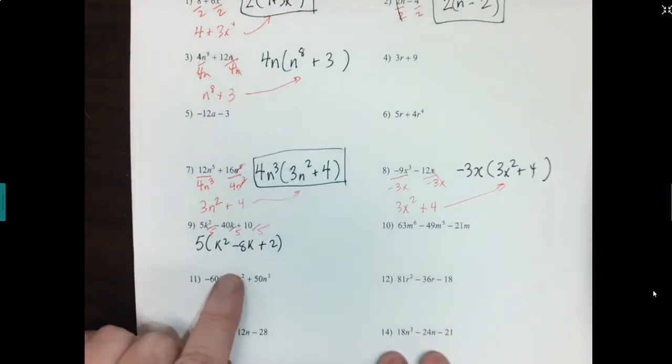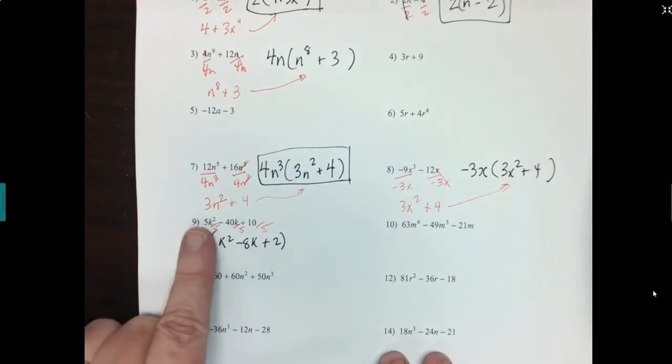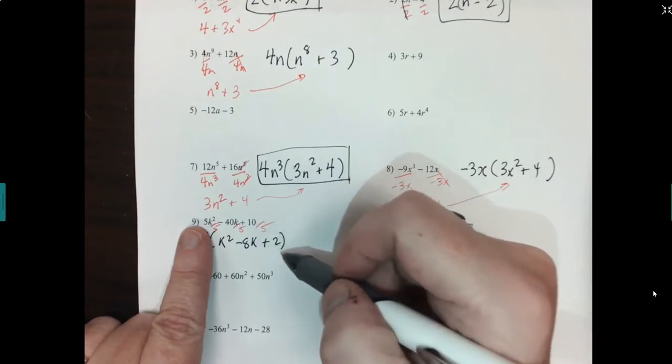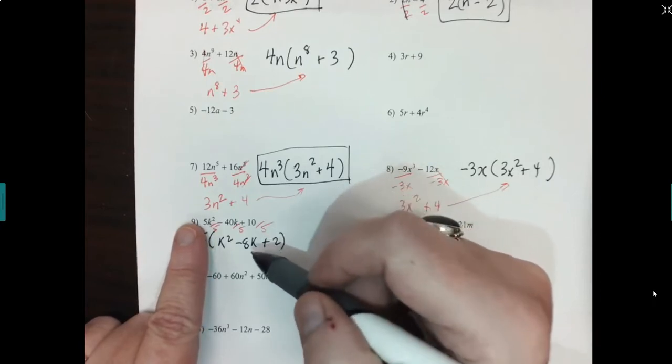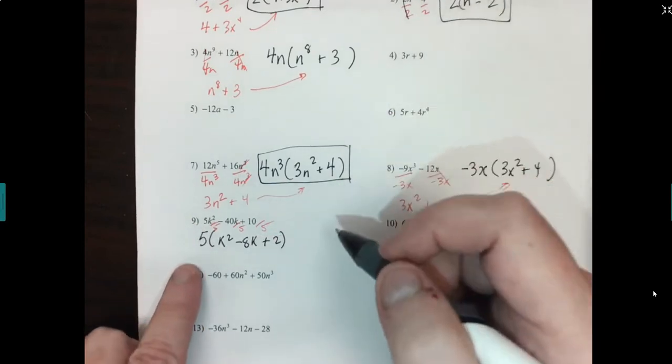Now, we need to see if we can break that down further. We can apply the trick to that. Does it work? Are there two numbers that multiply together to give us positive 2, but at the same time add up together to give us negative 8? No, there's not. And so we cannot take number 9 any further.